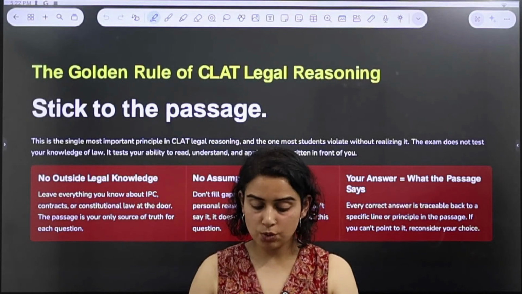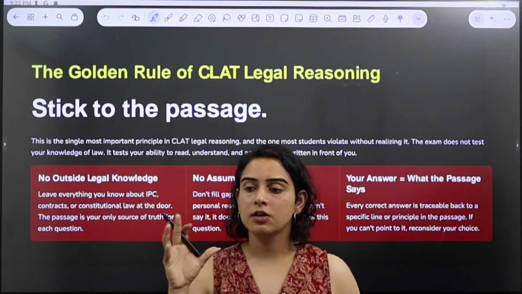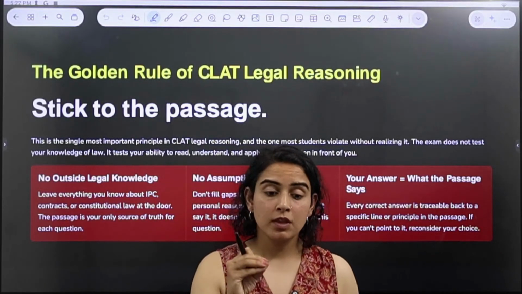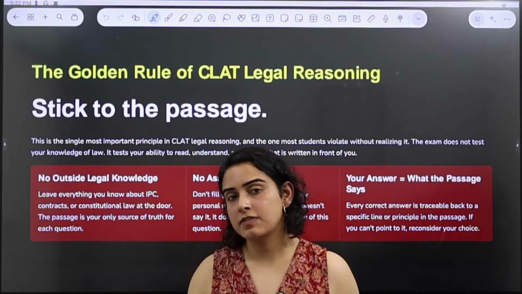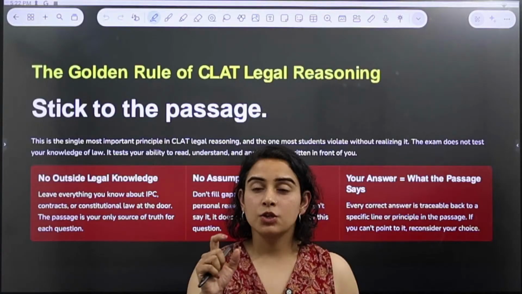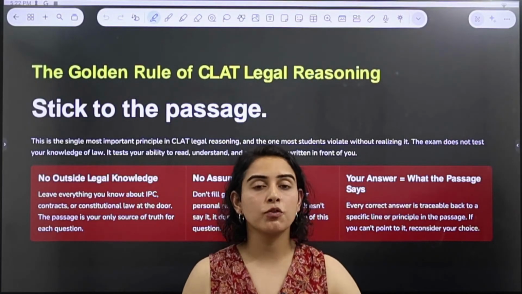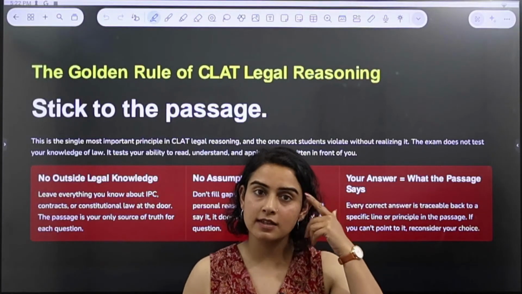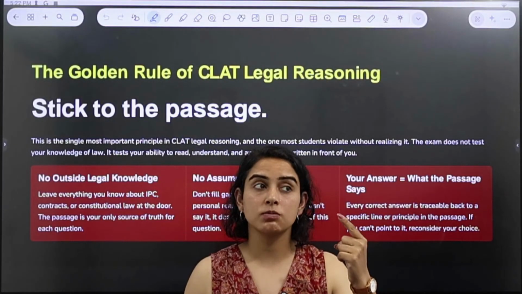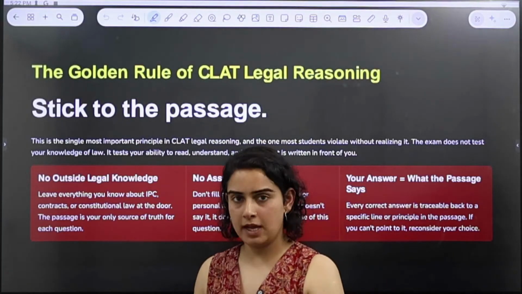So now you only have to apply the principle that has been given to you in the passage. No matter how much law you have read, your external knowledge is not being tested. CLAT is not an exam of checking how well you memorize things, how much learned you are. It's much more about how well you can analyze and apply the principle.